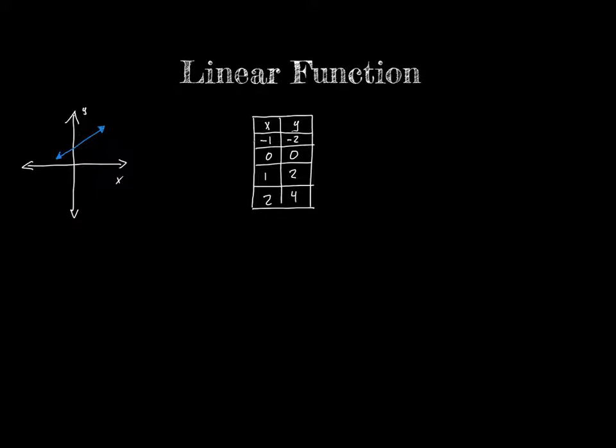So from -1 to 0, it's increasing by 1. From 0 to 1 is going to be increasing by 1. And from 1 to 2 is increasing by 1. So in this case, the x values are increasing at the same rate of change. Now, if we're paying attention to the y values, we have -2 goes to 0, so we know that it's increasing by 2. Now from 0 to 2, it's increasing by 2, and from 2 to 4, it's increasing by 2.